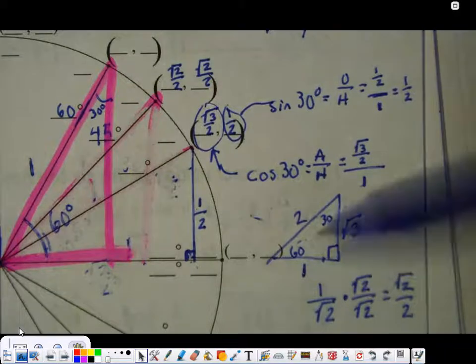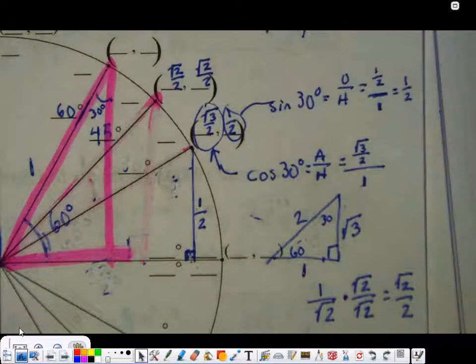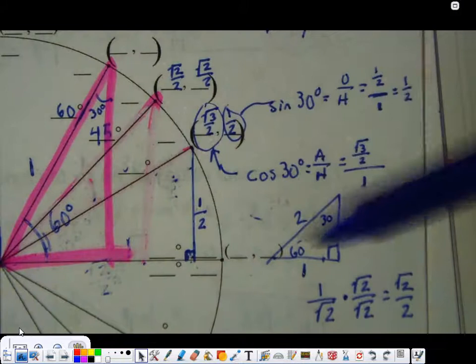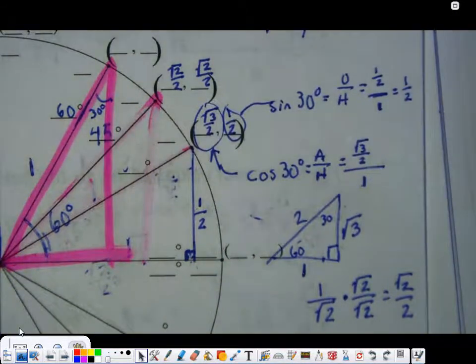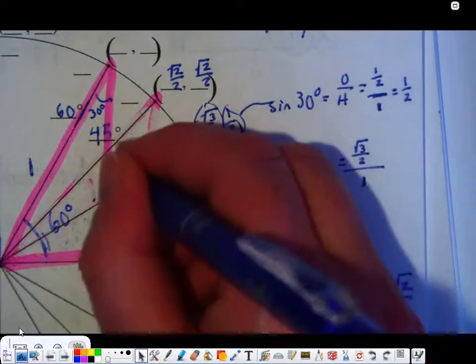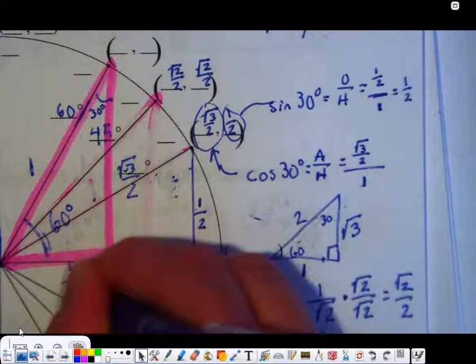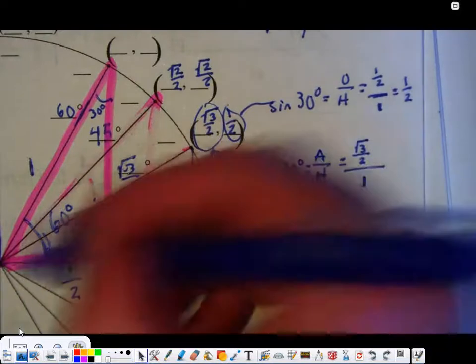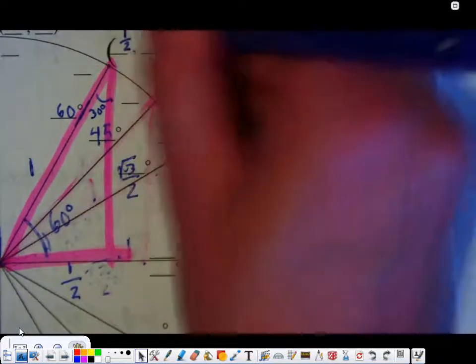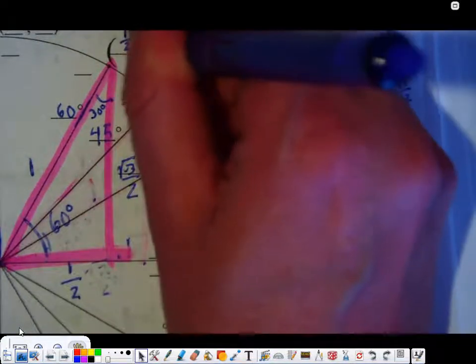Double. Okay, so this one is double mine. So I'm just going to cut everything in half. Mine is just half of this one. So square root of 3 will be divided by 2, and 1 will be divided by 2. So this guy is a half, because that's how much I went over to get to that point, and then square root of 3 over 2.